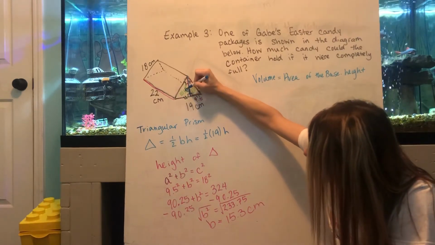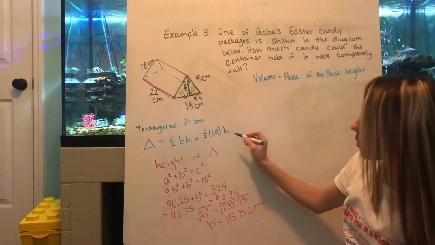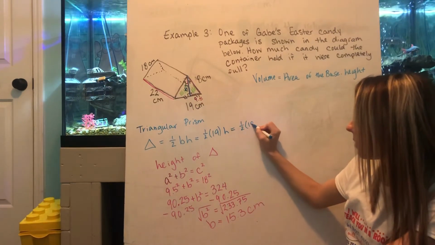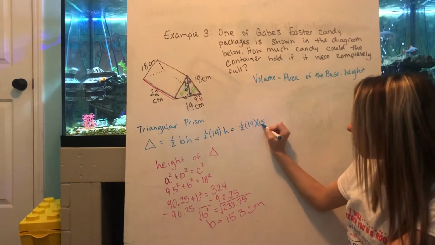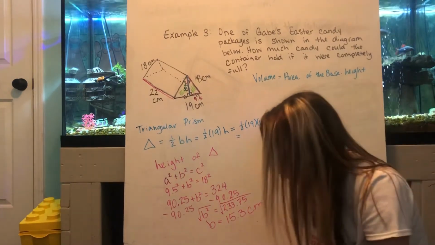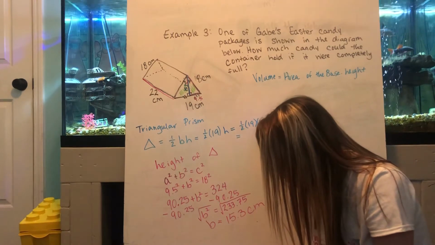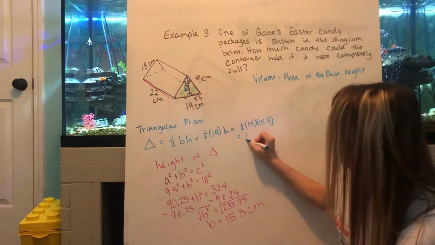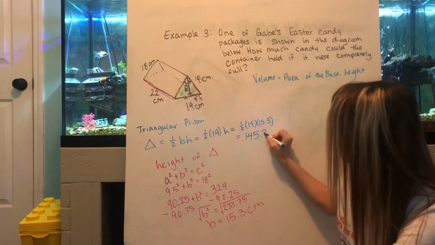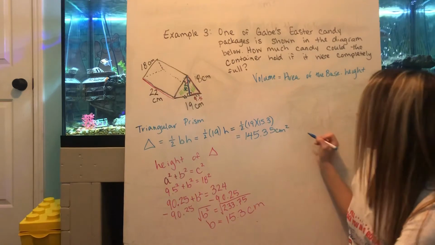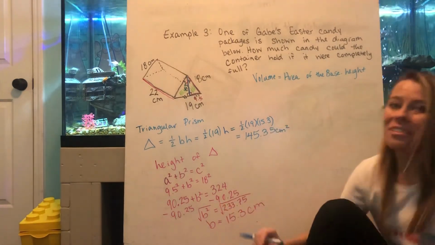So our height right here, this distance, is 15.3. So now I can go ahead and plug in my height: 1/2 times 19 times 15.3. So the area of my triangle, typing that into my handy dandy calculator, is 145.35 centimeters squared. And now I can calculate the volume.